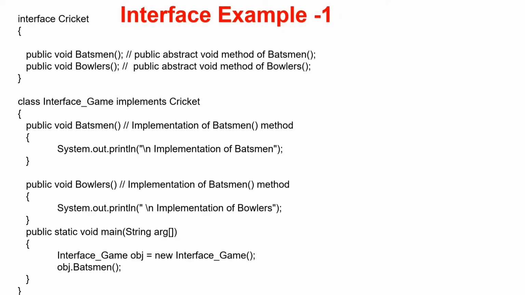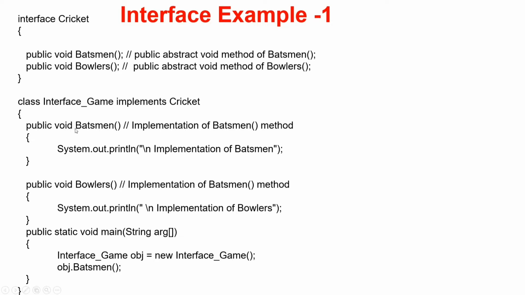Now let us consider this example, interface cricket. It has two methods: one is batsman and the other one is bowler. In these two methods, there is no description of the batsman and bowler, because these two methods are only abstractions. The implementation part is available in the class. So we have a class, and the class name is interface underscore game. This interface underscore game is going to implement cricket, because there is no description of these two methods. In this class, we have a description for these two methods.